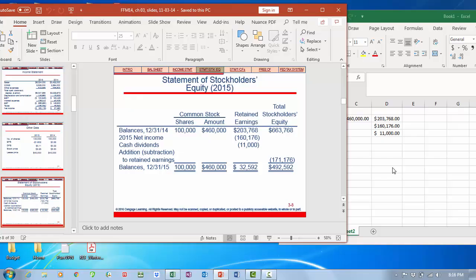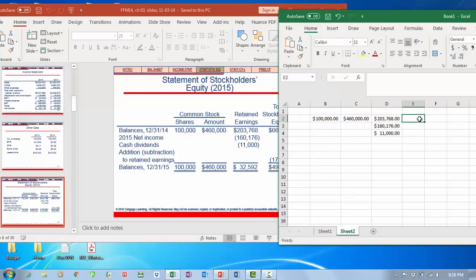The total stockholder equity in 2014 was 663,768. That is the combination of the common stock amount plus retained earnings, because that belongs to the shareholders. Now this was in 2014.